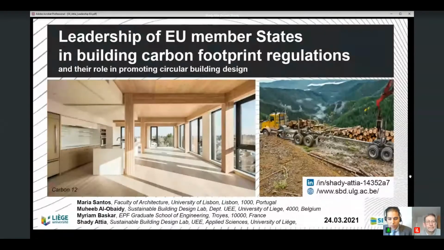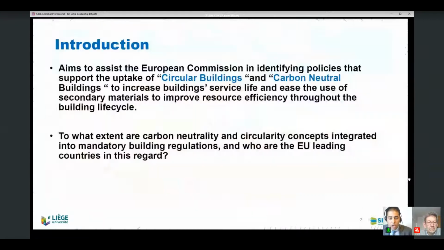Okay, I will just go fast over. Again, the paper title is Leadership of EU Member States in Building Carbon Footprint Regulation and Their Role in Promoting Circular Building Design. This paper is co-authored with Maria Santos, Muheeb Al-Obaidy, Mariam Basker, and myself, Shady. The aim of this study was to assist the European Commission to identify the policies that support the uptake of circular building and carbon neutrality. And the research question was mainly to what extent are carbon neutrality and circularity concepts integrated in mandatory building regulation, and who are the leading countries in this regard?